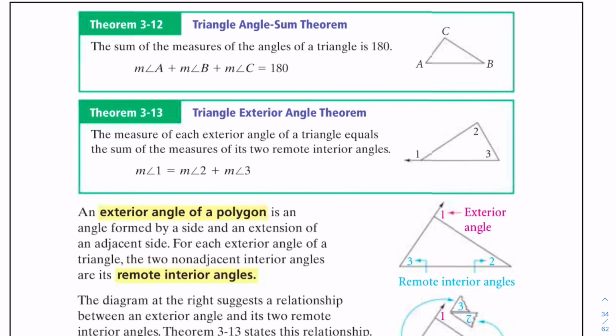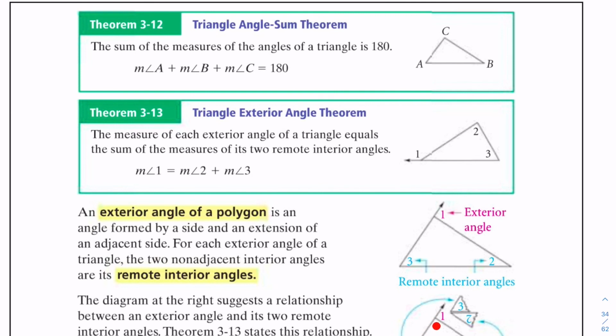What does that mean? Measure of angle A plus measure of angle B plus measure of angle C equals 180. That is a theorem. It can be proven. And here's a little proof down here. If you were to take angles 3 and 2 off, if you were to tear them off, and you put them here, you would actually have a straight line, making it 180 degrees.